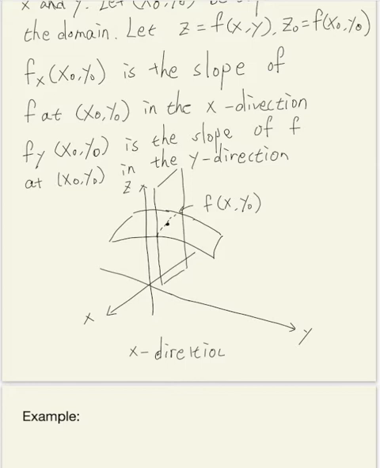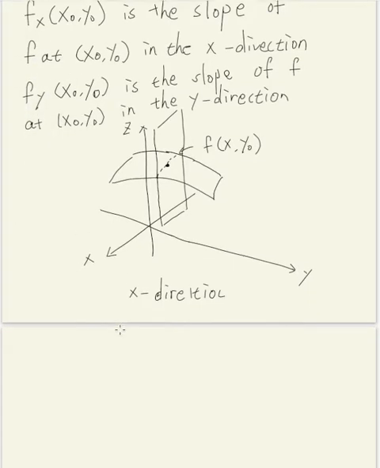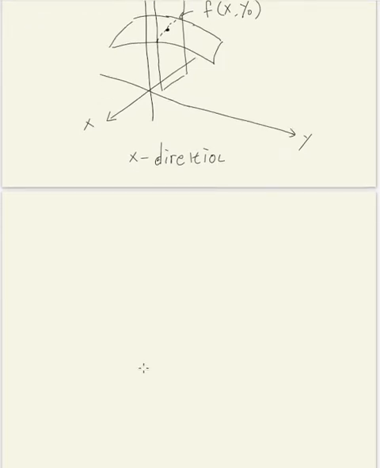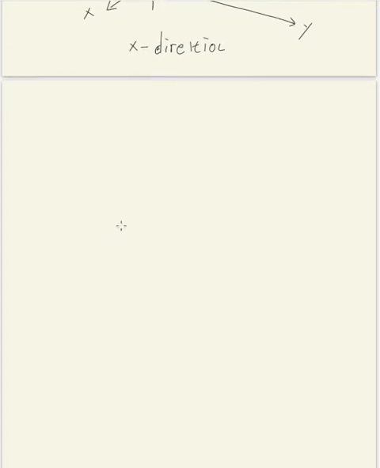Let me draw a diagram for the y direction slope. So same surface. This is the y-axis. This is the x-axis. Z-axis.